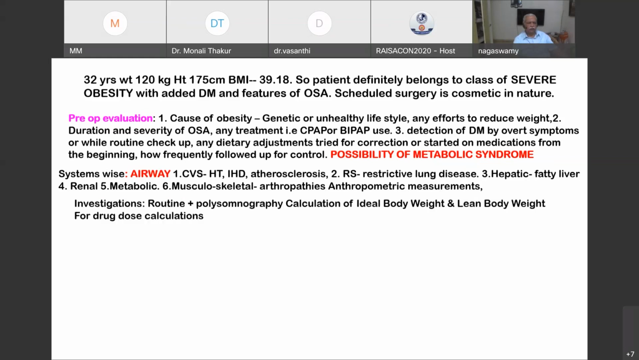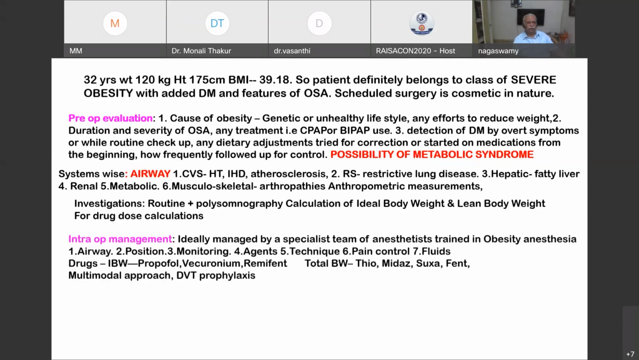Then investigations: all the routine investigations, plus polysomnography if not done, and calculation of ideal body weight and lean body weight for drug dose calculations. This should have been done in the preoperative assessment itself. Intraoperatively, you ideally manage with a specialist team of anesthetists trained in obesity anesthesia. This is the guideline given by the British Society for Obesity. Each hospital should have a designated anesthetist and a team to manage obese patients, especially supermorbidly obese patients.